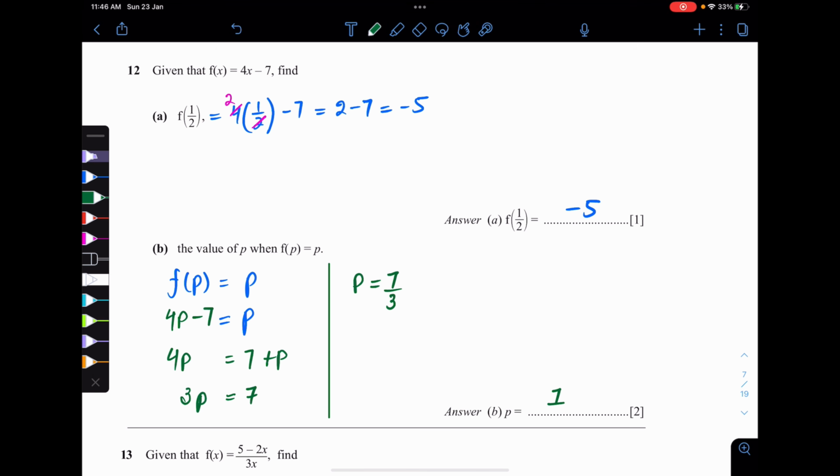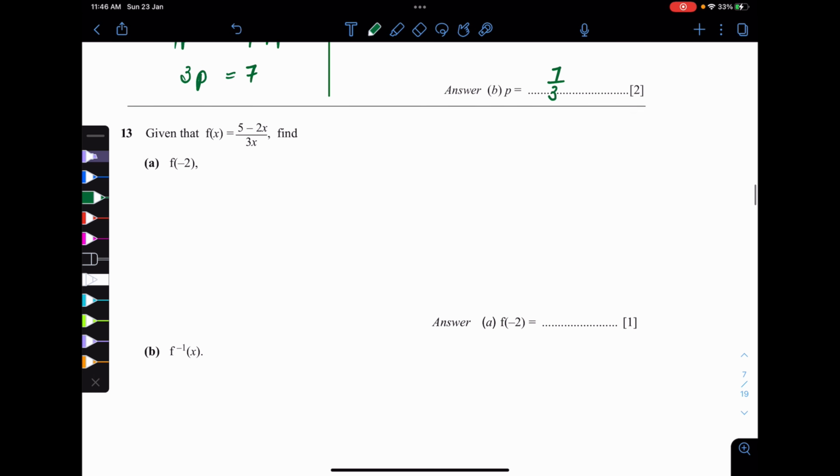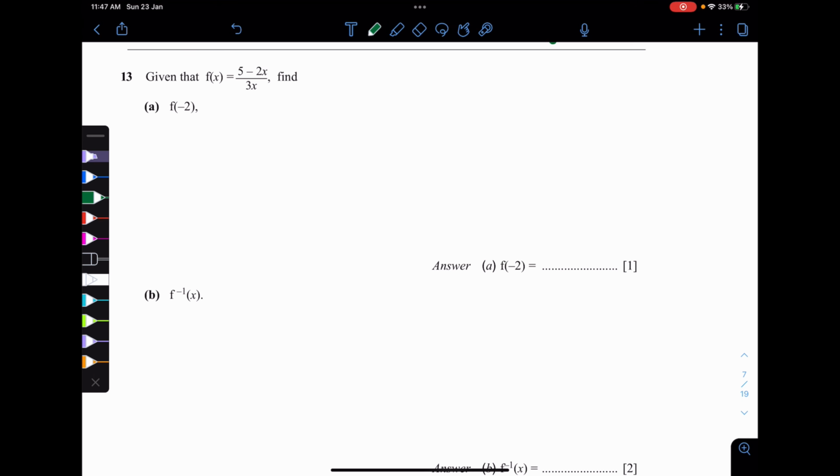Please always work in columns so that you have ample space left. Even if you have done the question wrong once, you would be left with a lot of space to work with if you want to do the question again in the same answer space. Let's try question number 13.